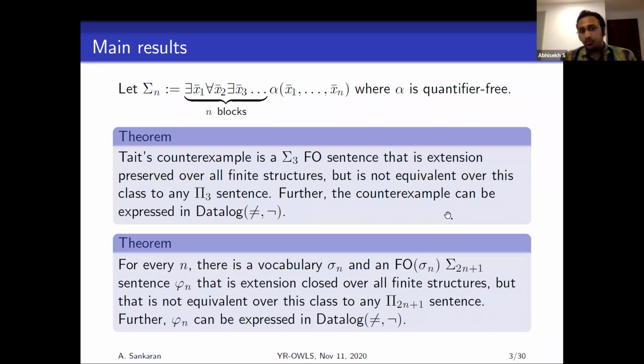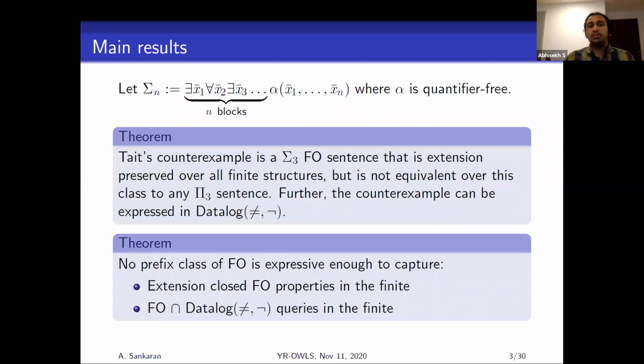Now we can go further, and we show that for every n, there is a vocabulary sigma n and an FO sentence phi n, which is a Sigma 2n plus 1 sentence. Okay, so it contains 2n plus 1 blocks of quantifiers beginning with an existential block, such that phi n is extension closed over all finite structures, but it is not equivalent over this class to any Pi 2n plus 1 sentence. And furthermore, phi n can be expressed in Datalog with those two clauses, negation and not equal to.